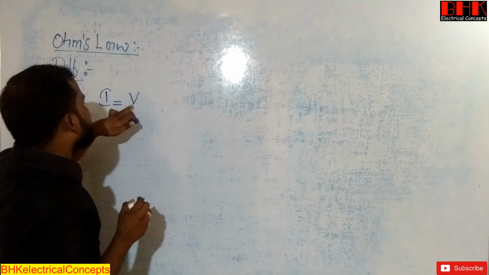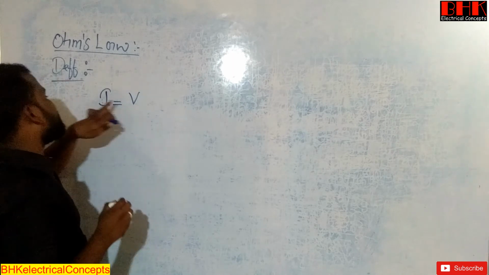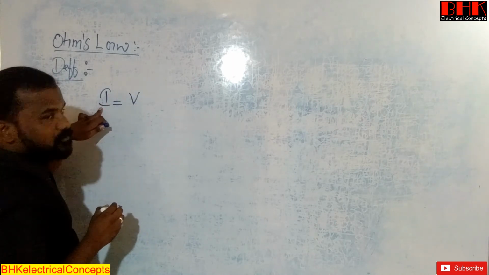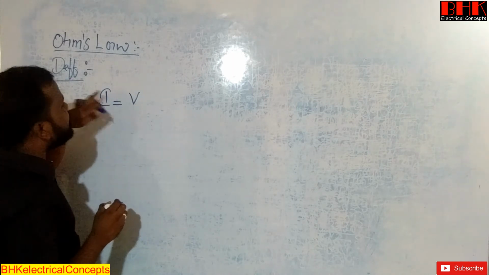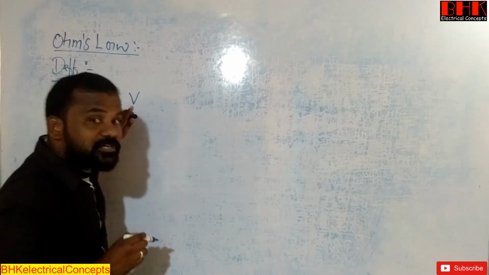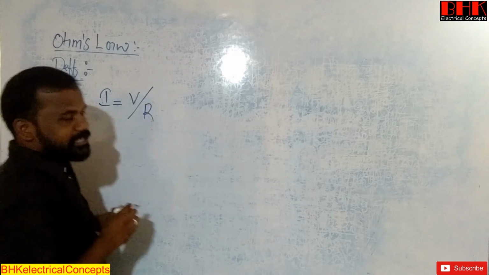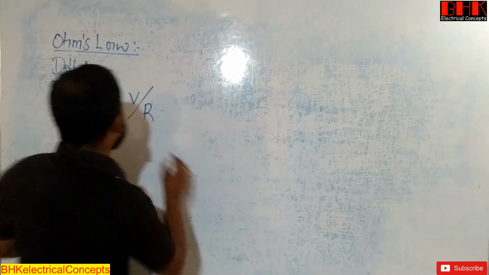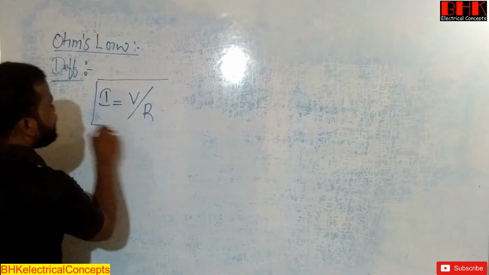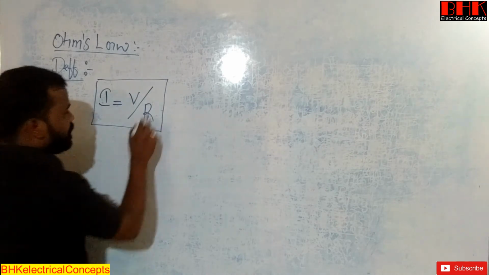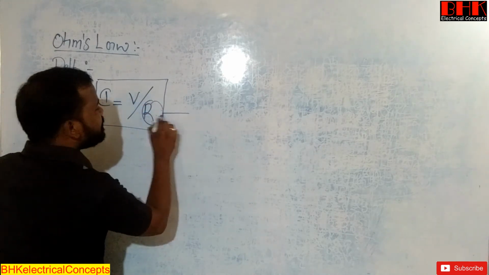If we apply some voltage, then some amount of current will flow. It means current is always directly proportional to the applied voltage. But here we are dividing by resistance R. What is the concept behind this? I am talking about resistance.